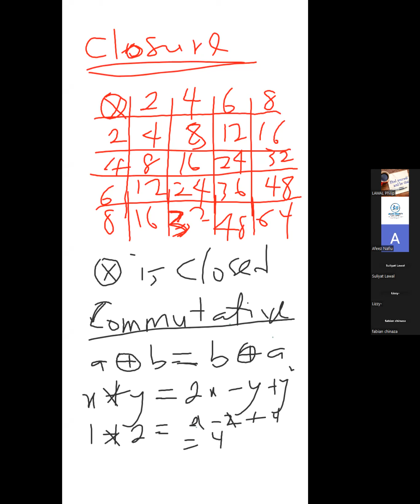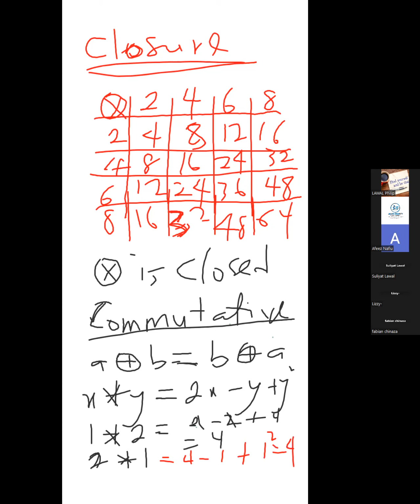But if I decide to do 2 star 1, the same equation, I just change the numbers. What am I going to get? That will be 2 times 2, that will be 4, minus y, my y is 1, minus 1, plus my y squared will now become 1 squared, which is 1. So here, I'm getting 4 minus 1 plus 1. I still get 4.